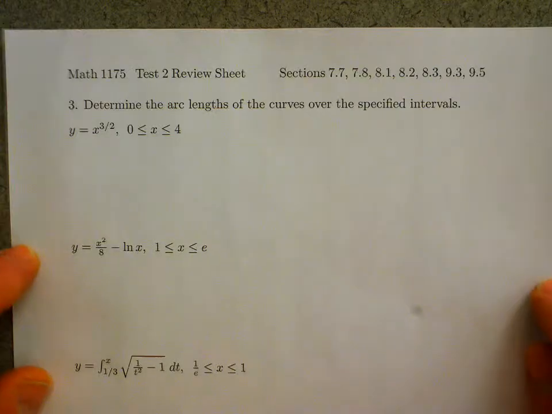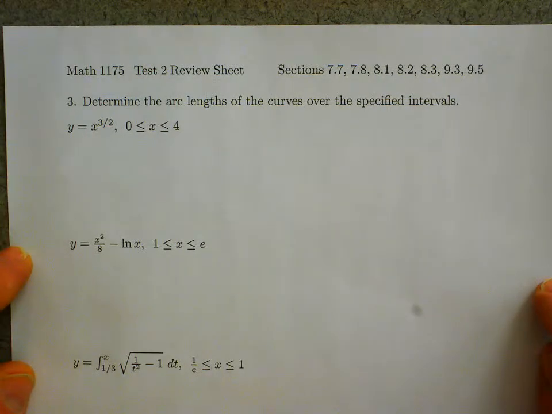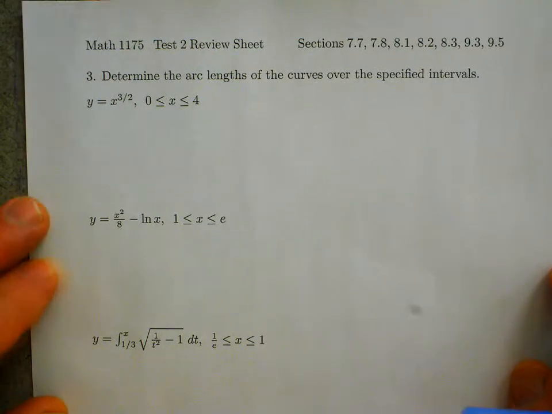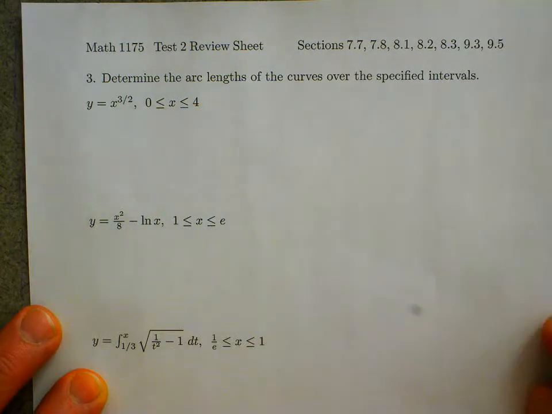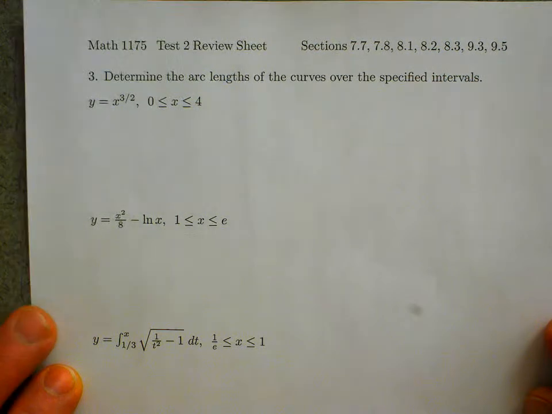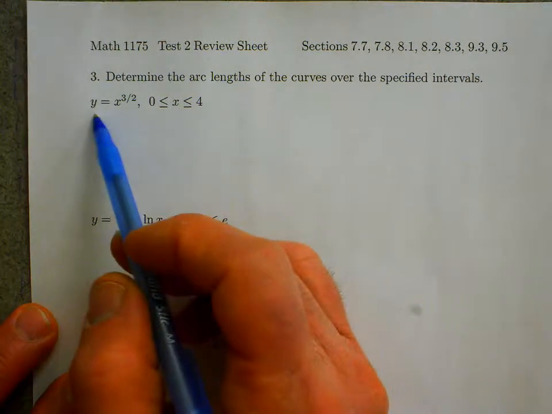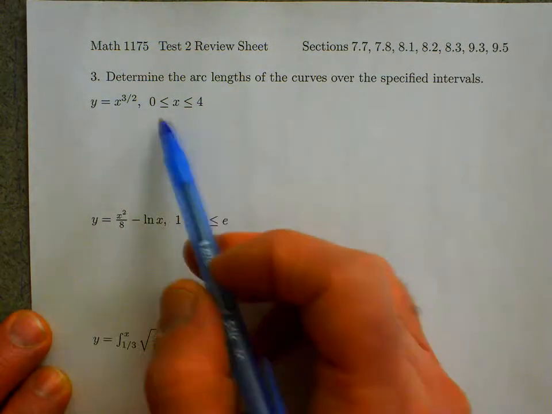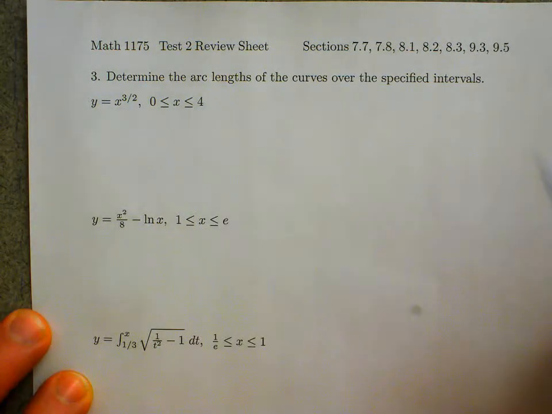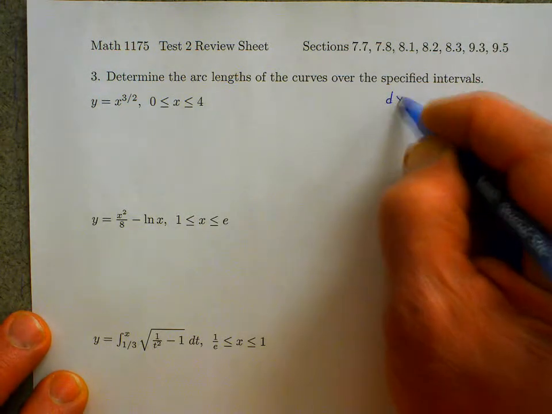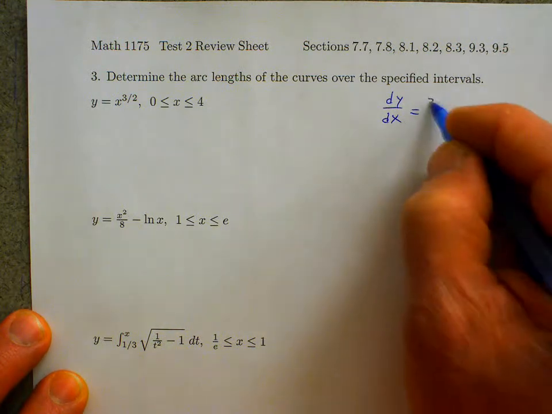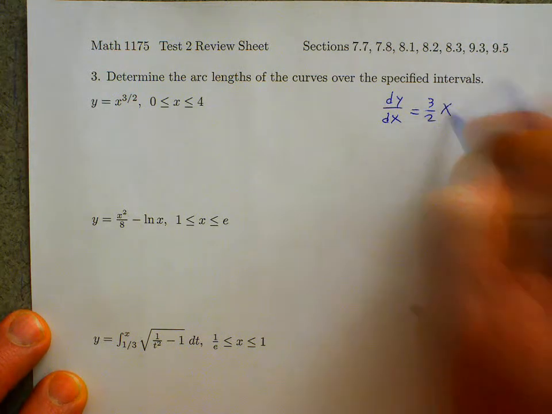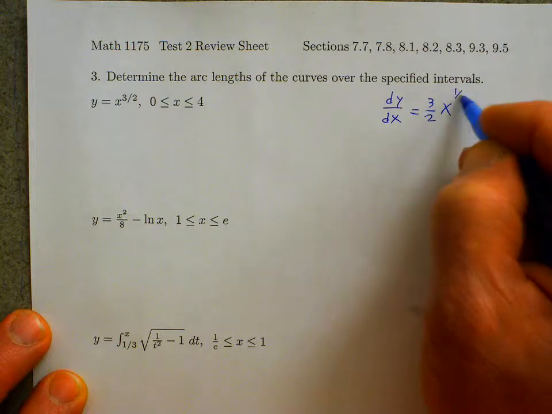Determine the arc lengths of the curves. Well, there are 3. For now, let's just set up one of those. So if y equals x to the 3/2 on the interval from 0 to 4, we want to know what the derivative is. So we get 3/2 times x to the 1/2.